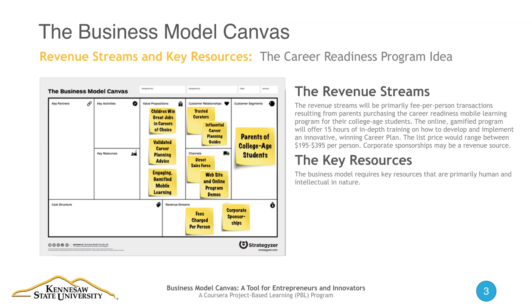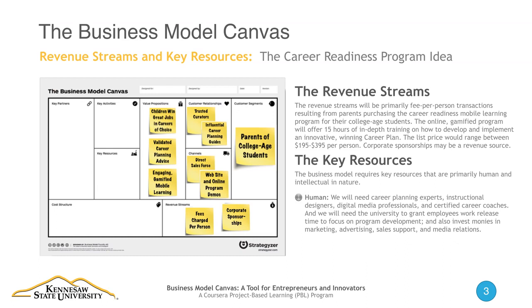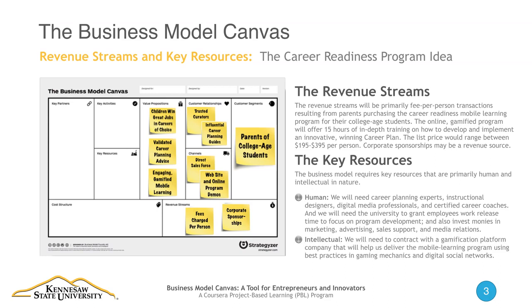With regards to key resources, I predict that they will be primarily human and intellectual in nature. The intellectual resources would involve getting access to a high-quality mobile learning platform that is designed using best practices in gamification and online learning. The human resources will be the teams of professionals that the university makes available for the project, in addition to recruiting certified career planning coaches to join the cause.